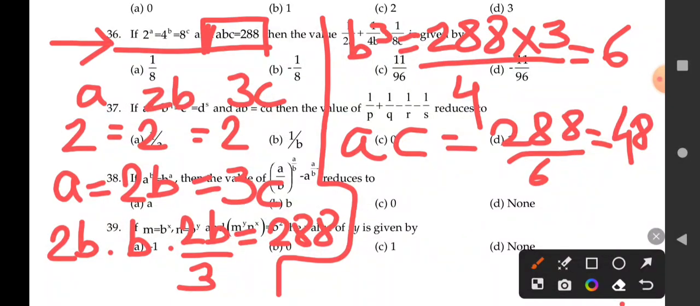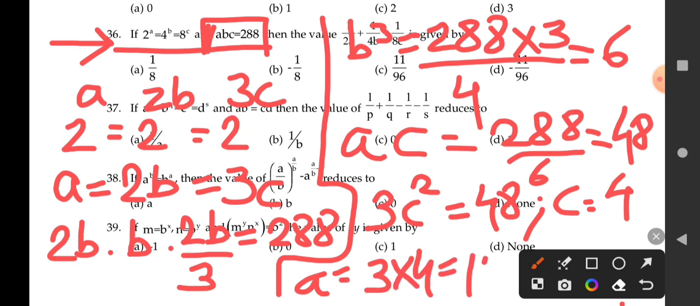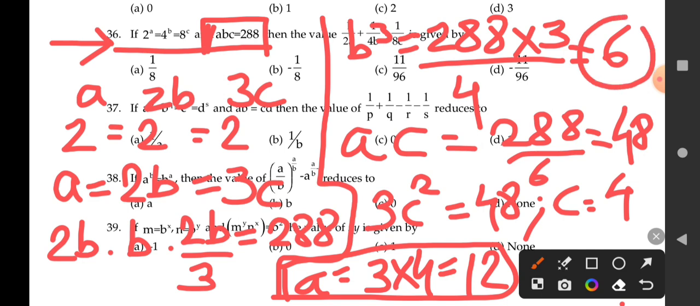right? And a is 3c. So we have 3c square is equal to 48 and c is equal to square root of 48 divided by 3, that is 16. So square root of 16 is 4. So therefore a is equal to 3 into 4, which is equal to 12. So what do we have? a is 12, b is 6 and c is 4.